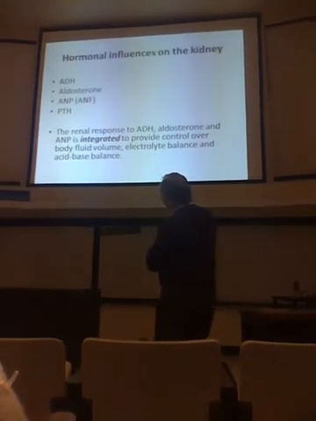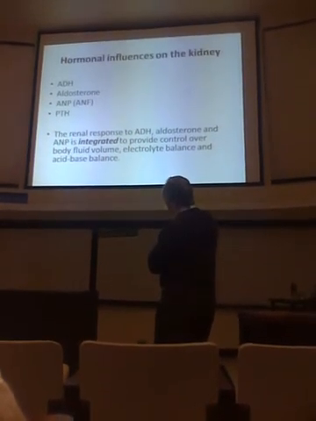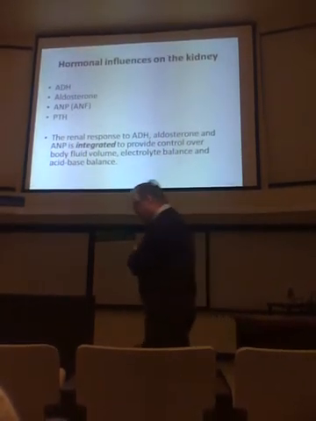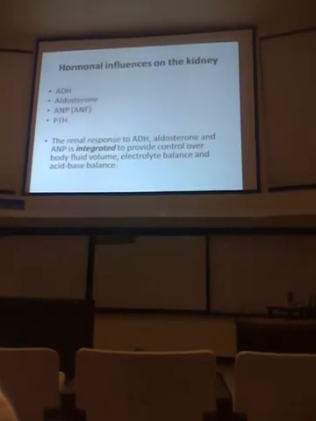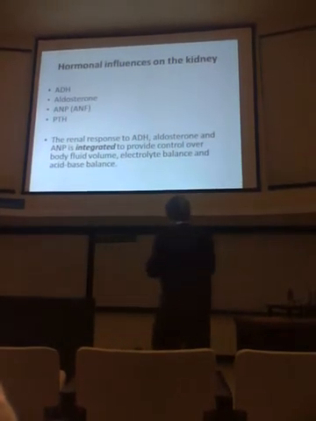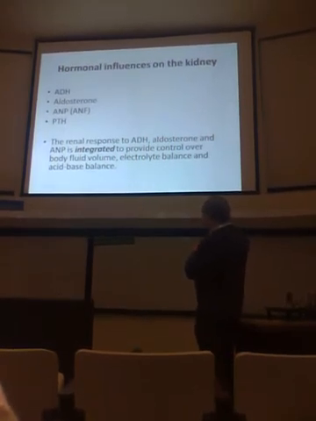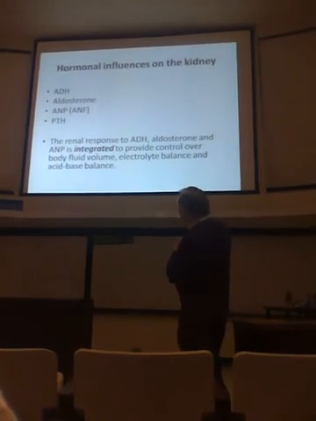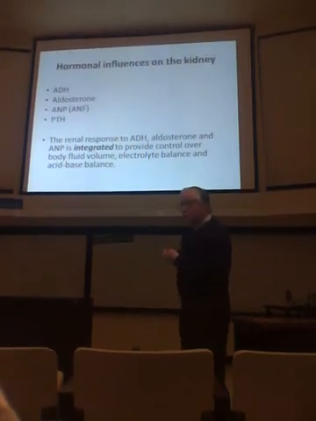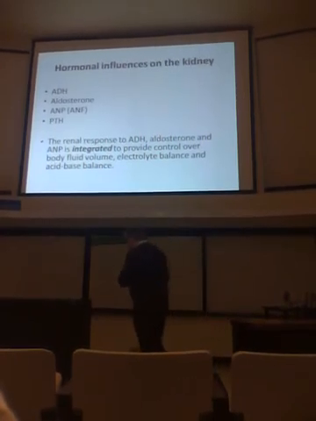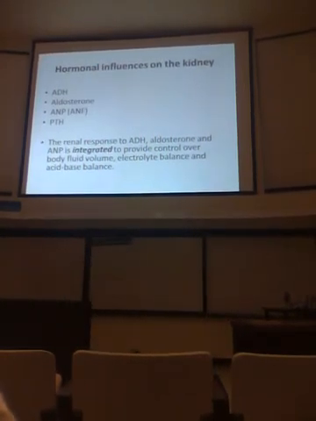So let's lump these three together, ADH, aldosterone, and ANP, because the renal response to these three is integrated. You know what that means? They work together. These three hormones work together on the kidney to provide control over body fluid volume, electrolyte balance, and acid-base balance. So these three are intimately interconnected. You really can't talk about one without the other, but we do. You've got to separate them out. So I'm going to talk about these three now and how they work together, and then PTH, a separate issue, may have to be left till next time. Are you okay with that?